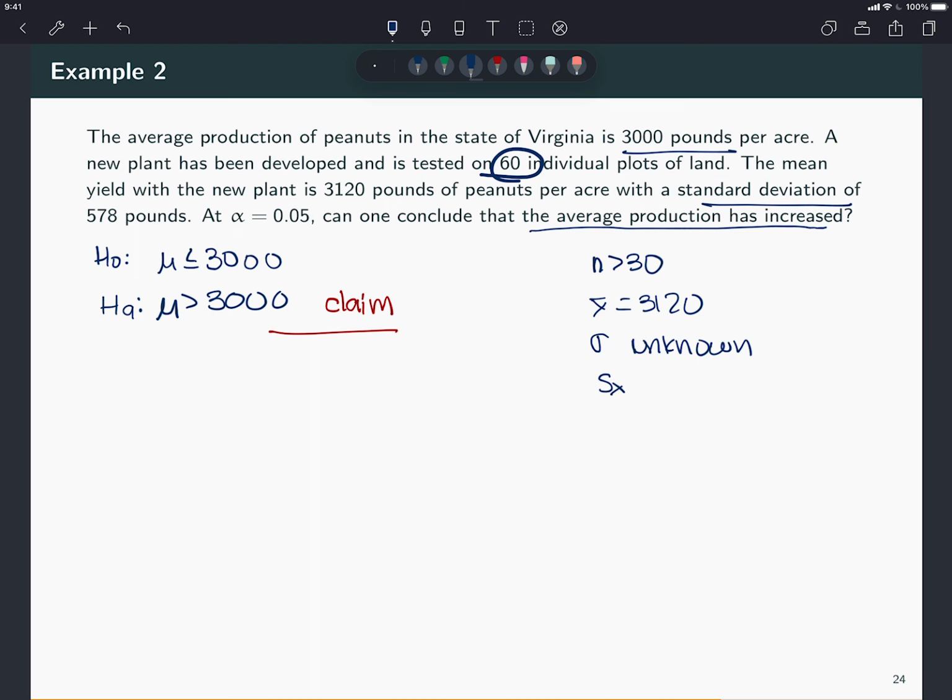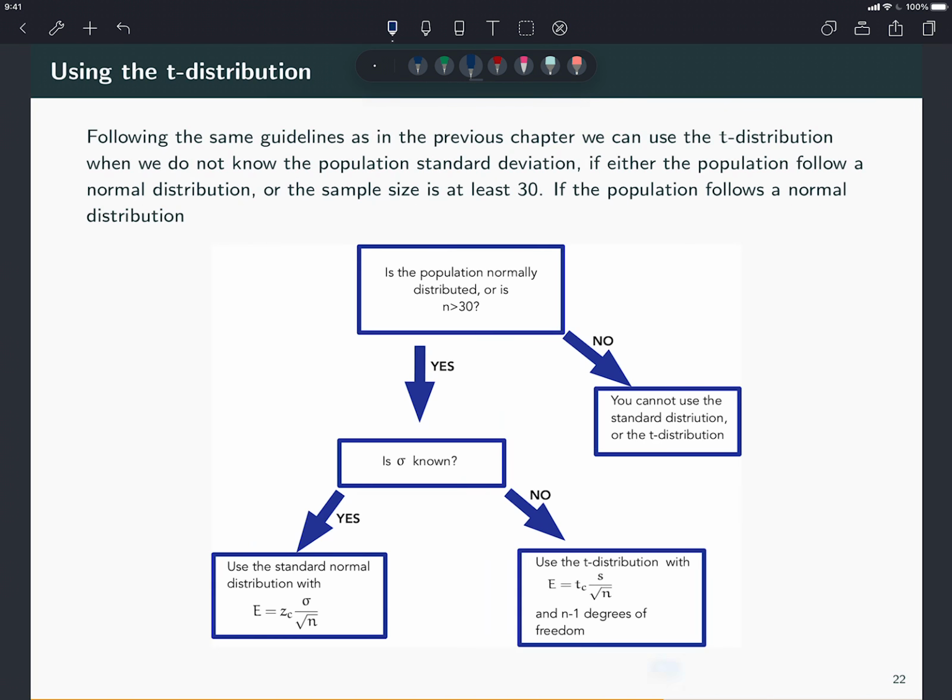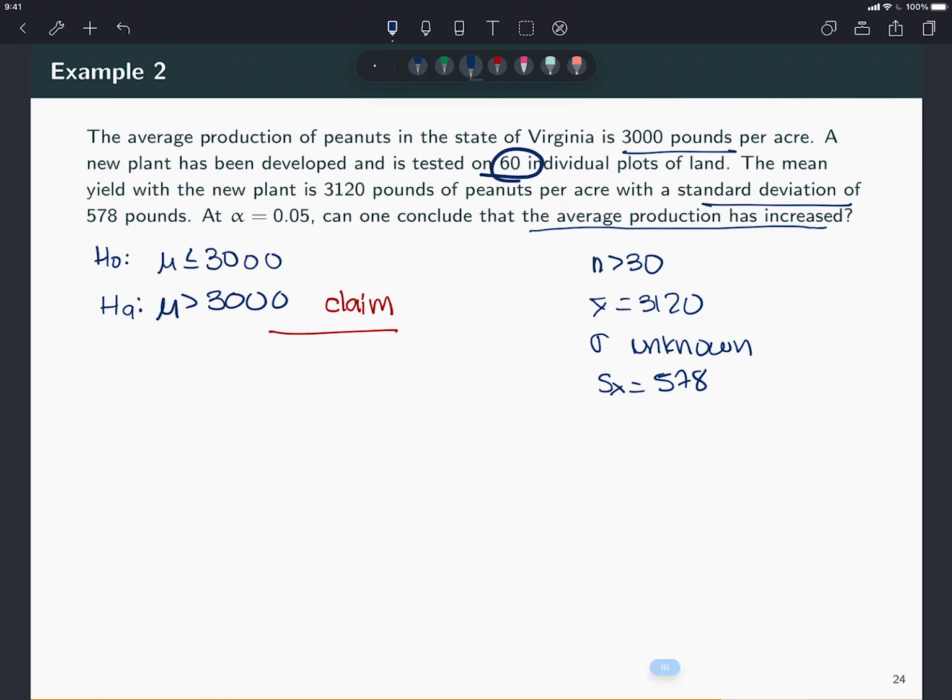So Sx is 578. If you follow the flow chart, is the population normally distributed? No, but the sample is more than 30, so I'm here. Do I know the standard deviation? No, so I'm here. I use the t-distribution. This is the chart for the confidence intervals, but it's the same approach. So I'll be using the t-test.